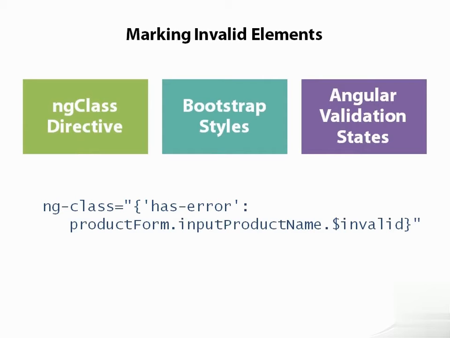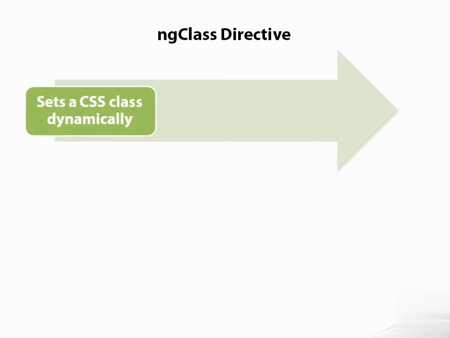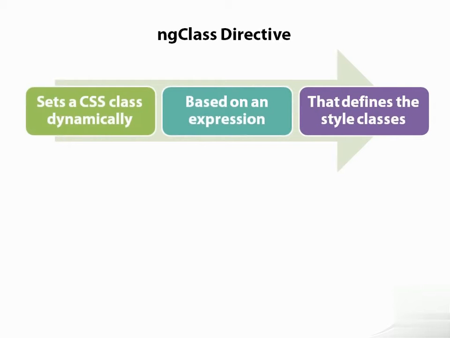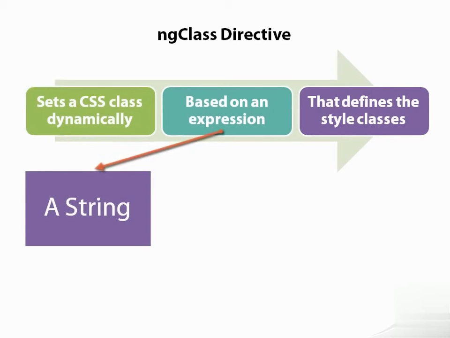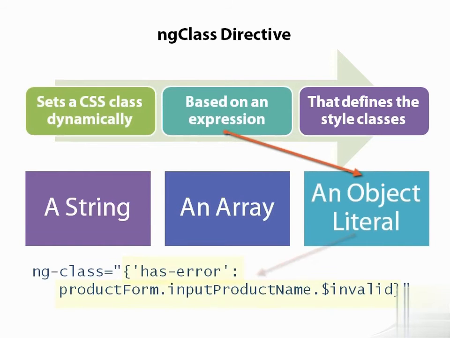Let's take this syntax step by step. The Angular ngClass allows setting a CSS style class dynamically based on an expression that defines the set of desired classes. That expression can be a string containing space-delimited class names, an array whose elements are strings containing space-delimited class names, or an object literal defining a set of key-value pairs. The key is the style class name.